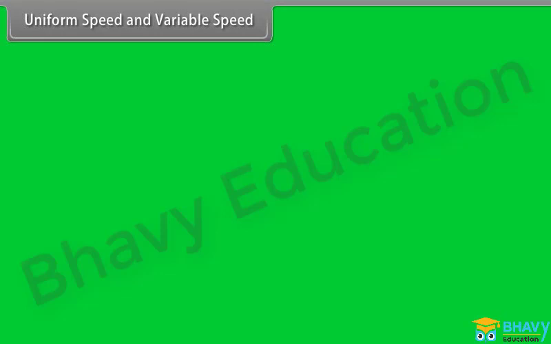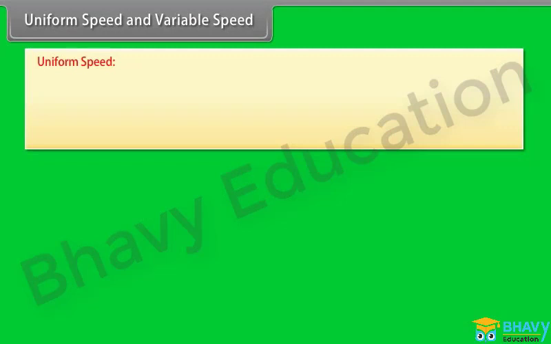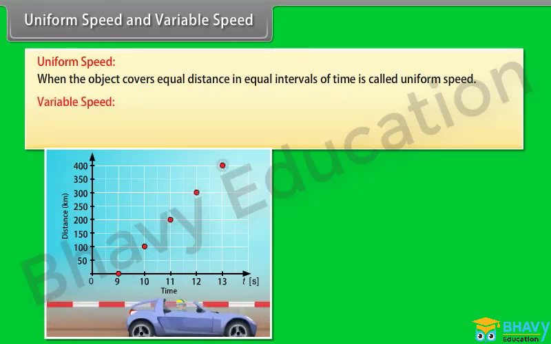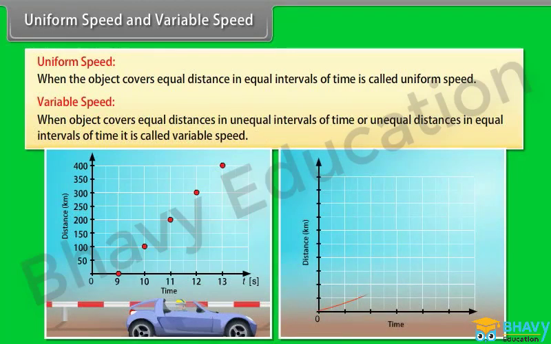Uniform speed and variable speed. Uniform speed. When the object covers equal distance in equal intervals of time, it is called uniform speed. Variable speed. When an object covers equal distances in unequal intervals of time or unequal distances in equal intervals of time, it is called variable speed.